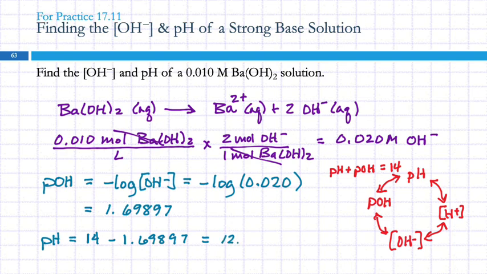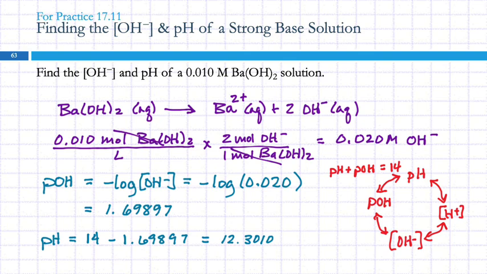So, 12.3010. And how should we round that? How many sig figs did this number have? 2. So we want our answer to have 2 significant figures.